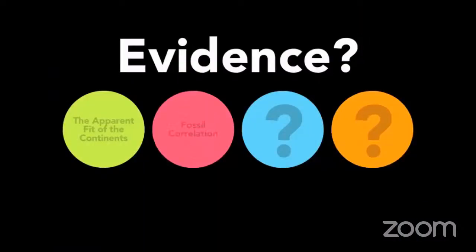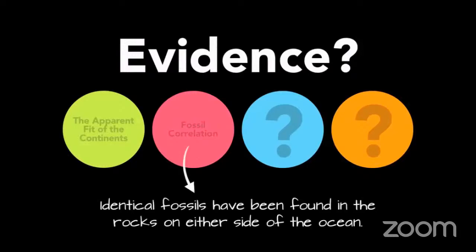So that's our evidence number 2. We call it fossil correlation. Correlation simply means matching up. So matching up fossils on either side of the ocean. To summarize, identical fossils have been found in the rocks on either side of the ocean, and therefore the continents were once connected and must have drifted apart.